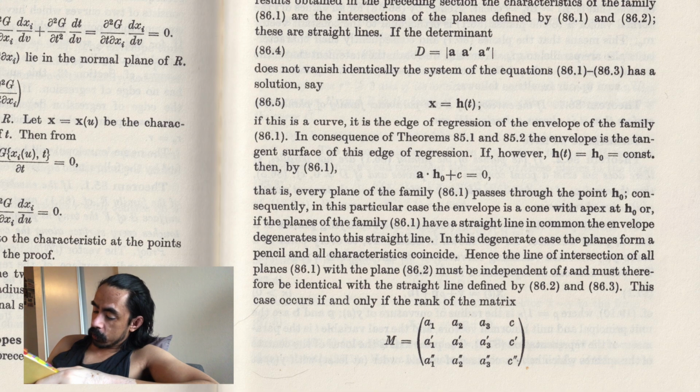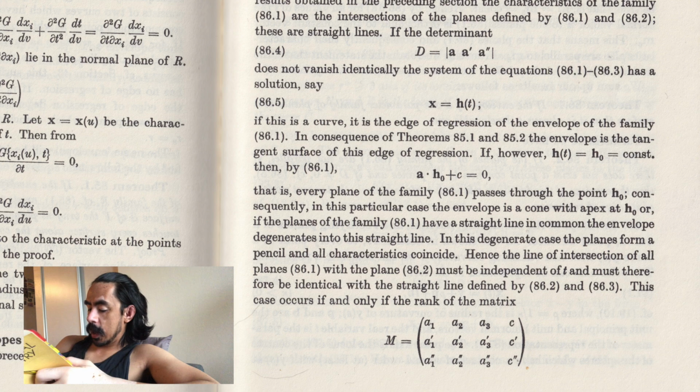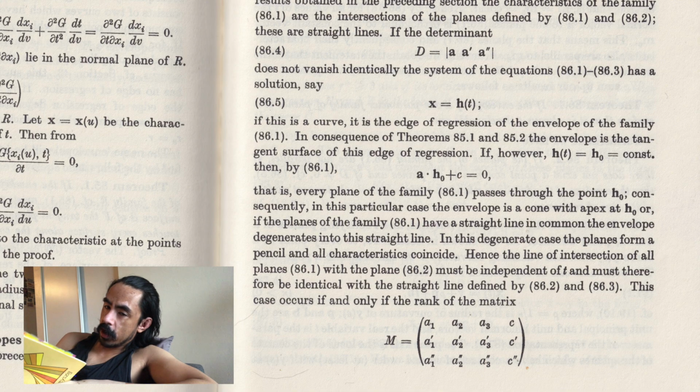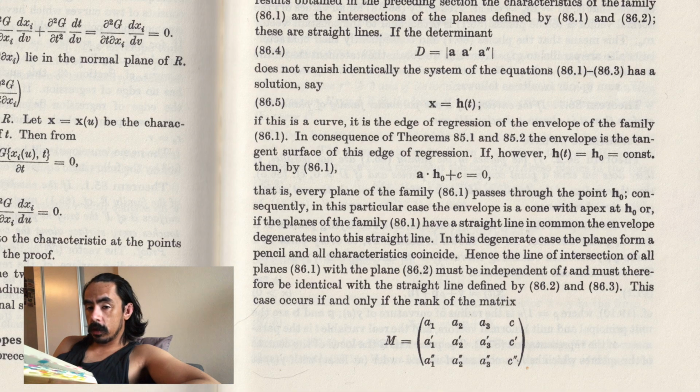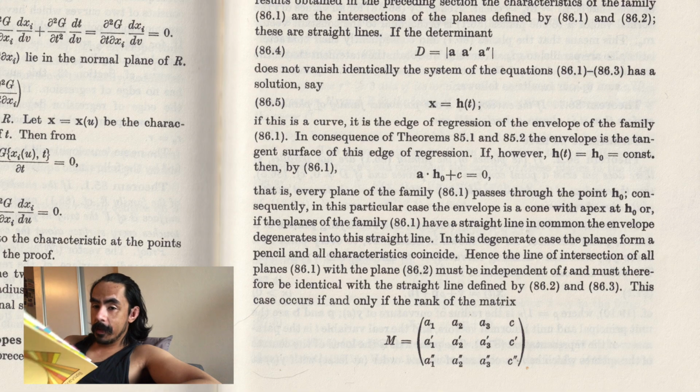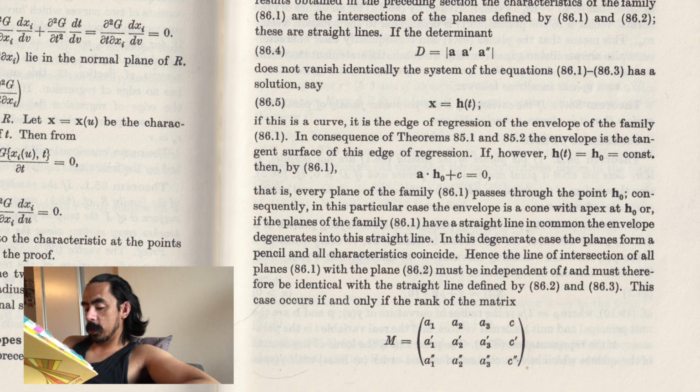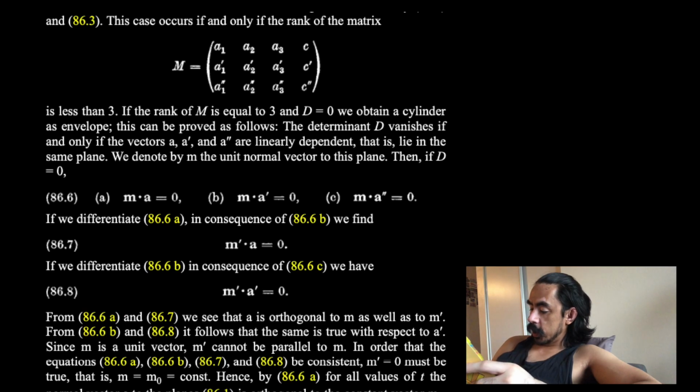This case occurs if and only if the rank of the matrix, which is a 3 by 4 matrix, and we're going to denote it as capital M, is less than 3. I'm going to read it off entry-wise, column-wise. The first column has A1, A1 prime, and A1 double prime. Second column, A2, A2 prime, A2 double prime. Third column, A3, A3 prime, and A3 double prime. And in the fourth and final column, we have C, C prime, and C double prime. So this degenerate case where the planes form a pencil and all characteristics coincide occurs if and only if the rank of this matrix, capital M, is less than 3.